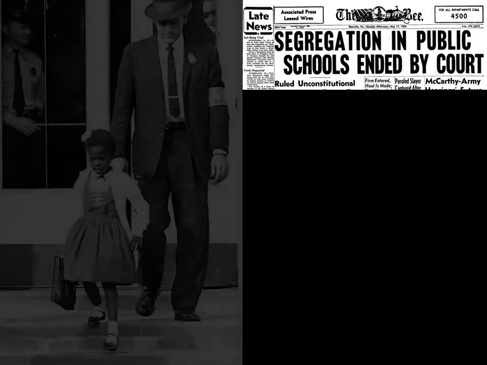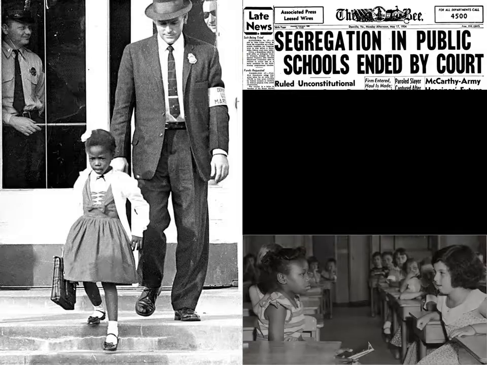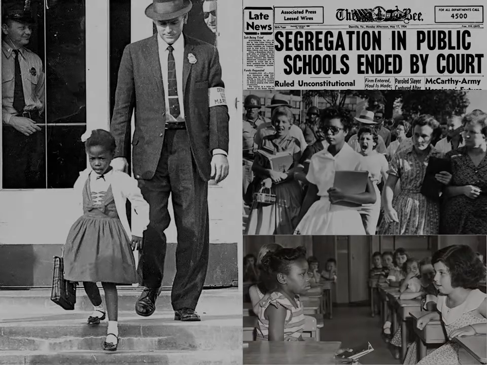In the face of violent protests, black students throughout the South began to express their right to an equal education, with some of the most notable students being Ruby Bridges in Louisiana and Elizabeth Eckford of the Little Rock Nine in Arkansas.